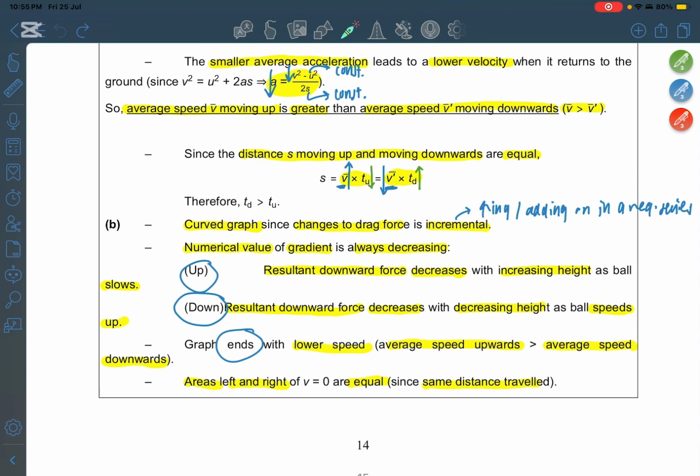Oh wait, my bad. So imagine the ball is moving upwards. The resultant downward force decreases with increasing height. Then when it moves downwards, the resultant downward force decreases with decreasing height as the ball speeds up.